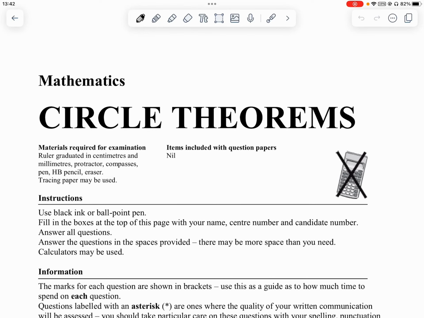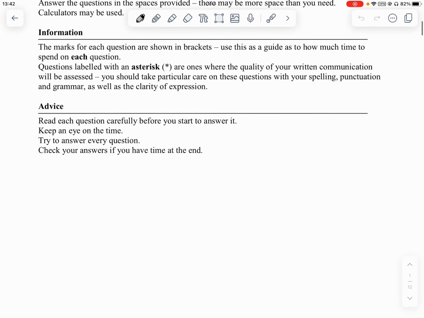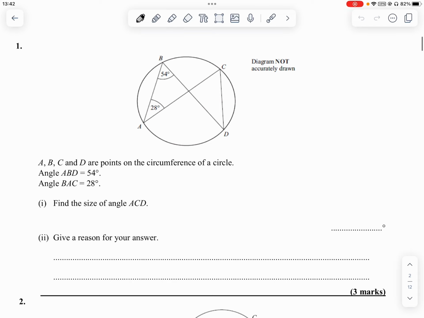So welcome, this is a worksheet or past paper questions based on circle theorems. So let us try to solve the questions.